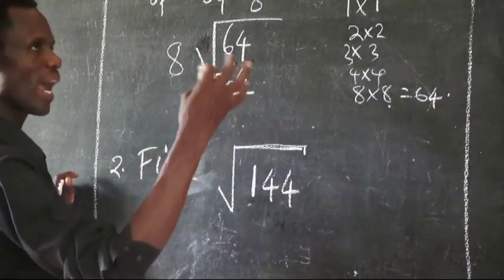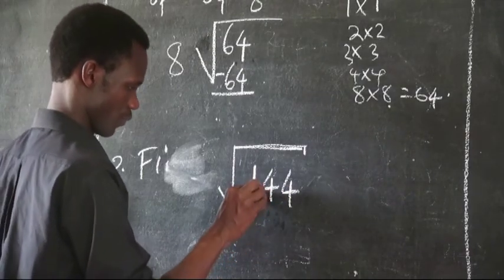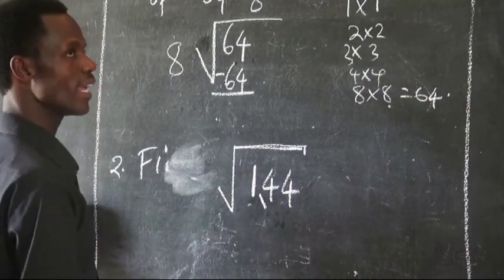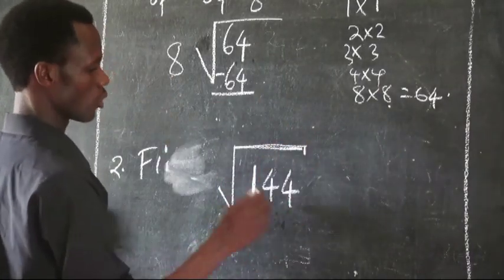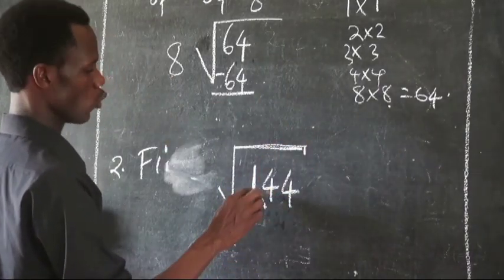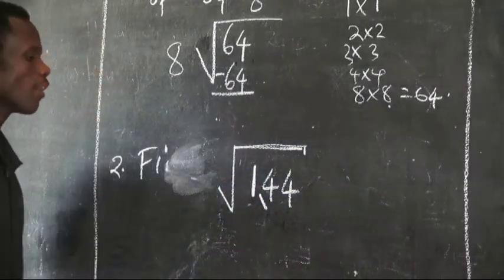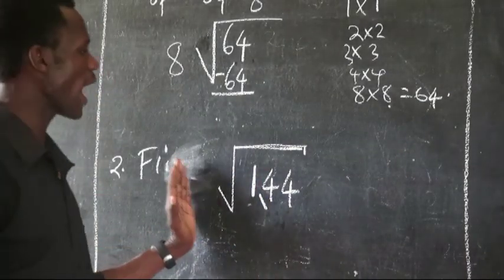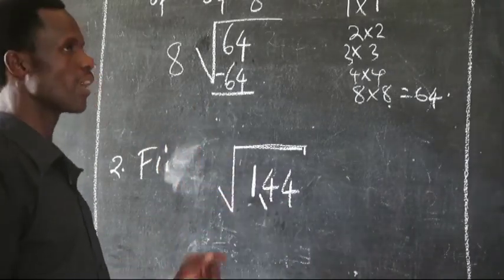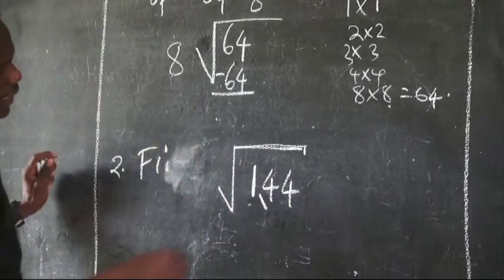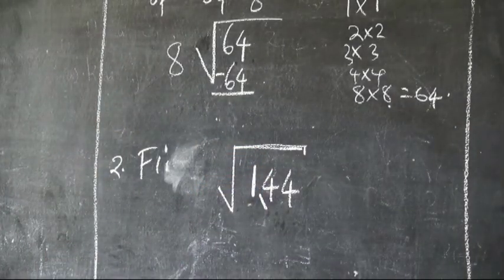Now 1, 2. You separate the numbers in pairs. Now here it is 1, 2. Then this is the first number. Now you start with the first number from the left hand side of the number. When you look at here, the first number is now 1.